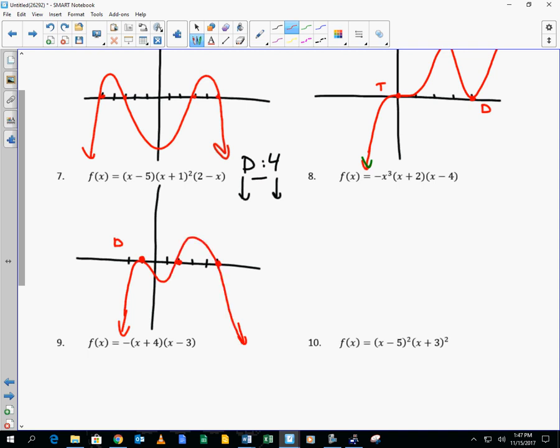Single roots. A single root would have actually crossed the x-axis. If you had a single root here, you would do this. Okay? Better? All right, last one. You try the last one on your own.